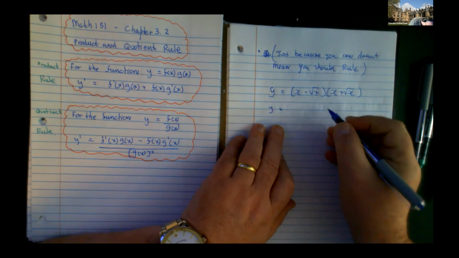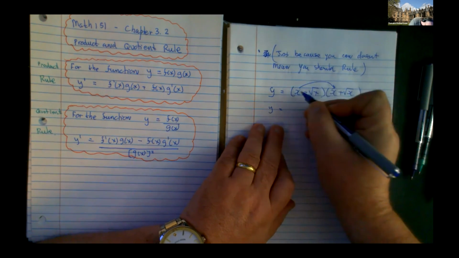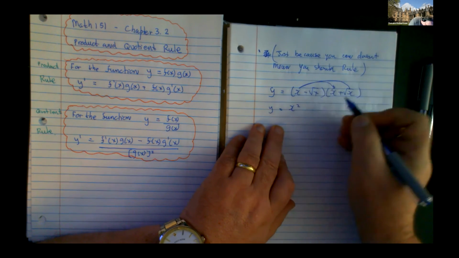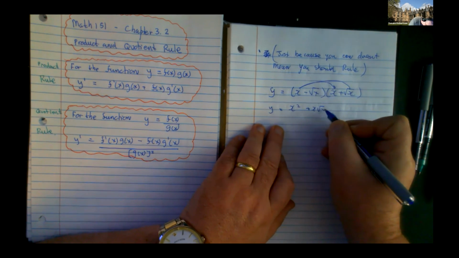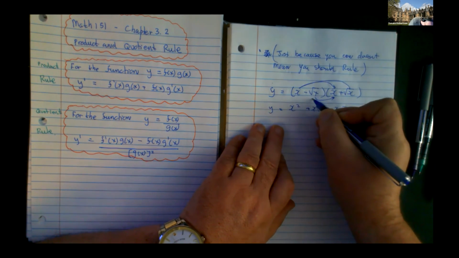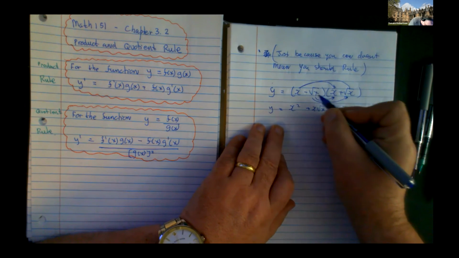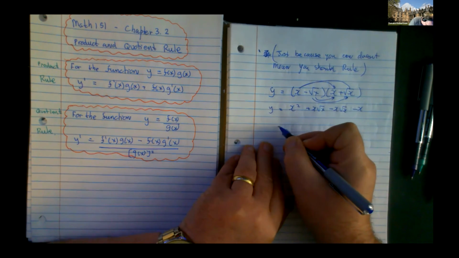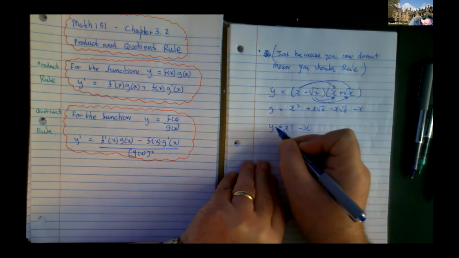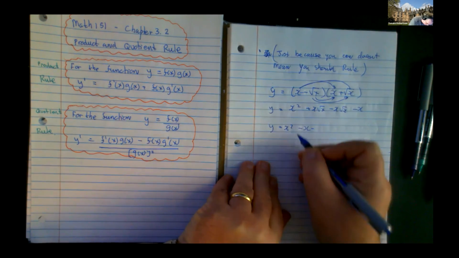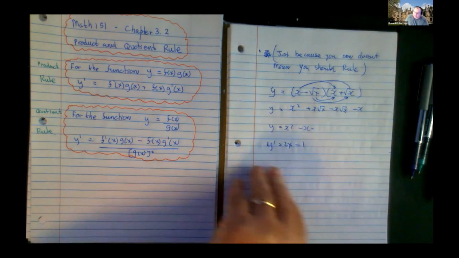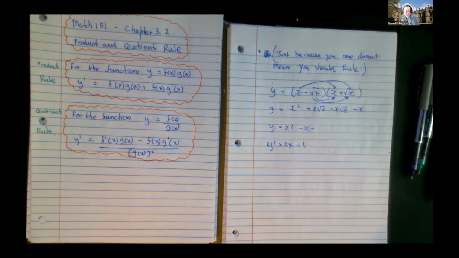Sometimes it's just better to do this. X times X is X squared. X times that guy is X square root of X. That guy gets you negative X square root of X. And this guy times this guy gets you negative X. And so you now end up with that guy. And that guy is him. So you want to differentiate him? Wasn't that very easy to differentiate?